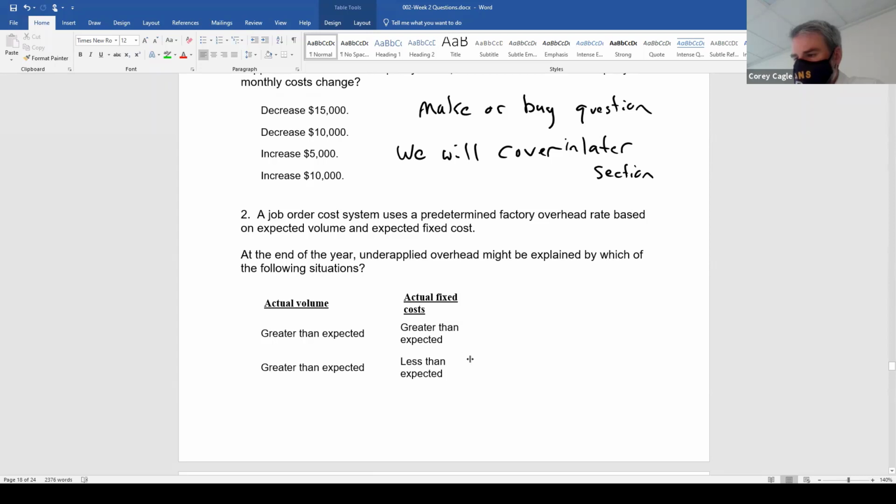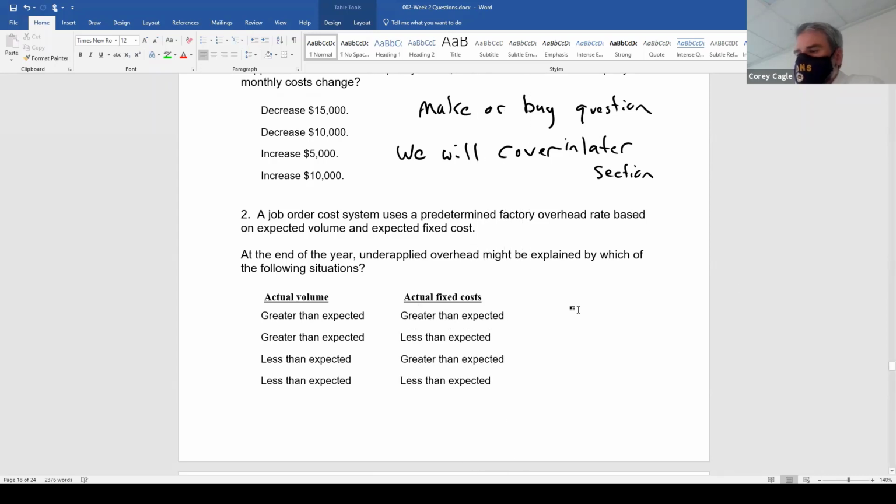So here's another question. A job order cost system uses a predetermined overhead rate based on expected volume and expected fixed costs. Predetermined overhead rate, just like we said. At the end of the year, under applied overhead might be explained by which of the following situations. All right, so easy to reason through. What would cause you to under apply overhead?